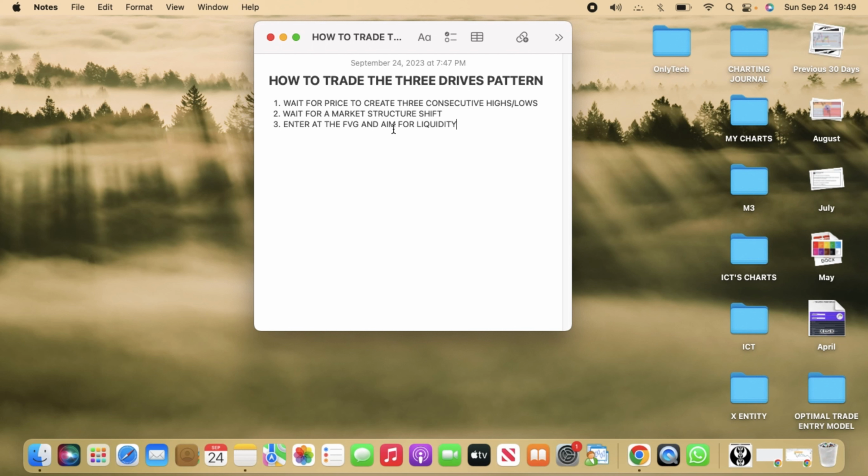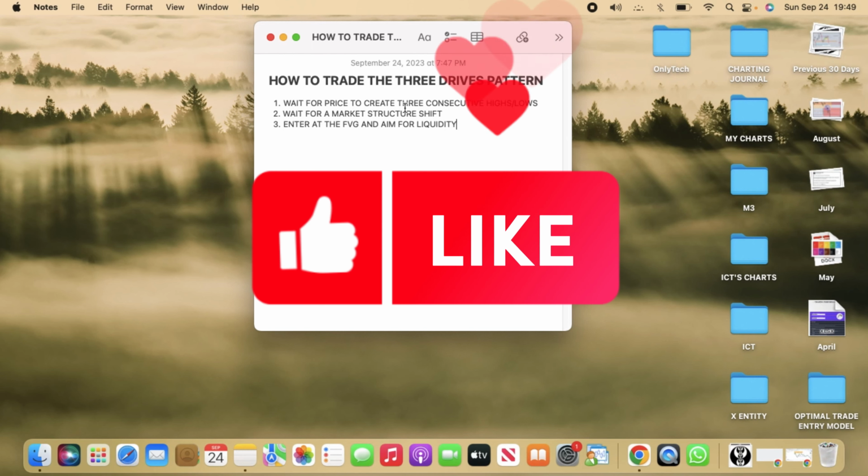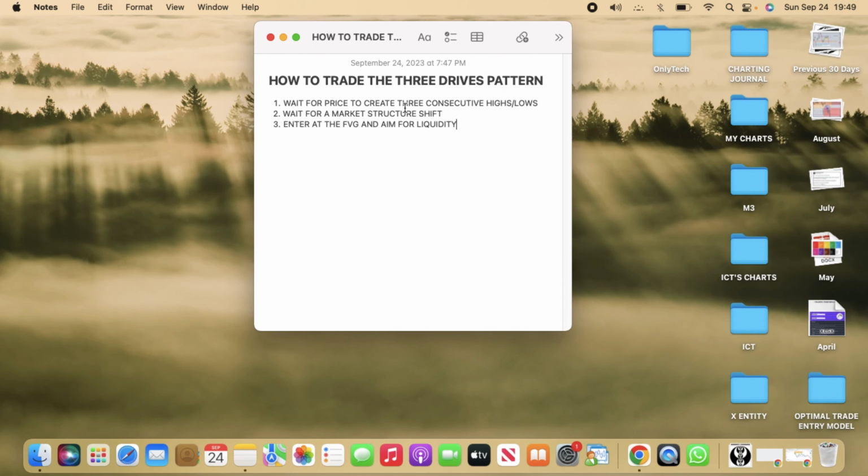So I'm going to show you how to trade the three drives pattern. This is a very nice pattern in price to trade. When it occurs, price is telling you that it has reached the end of its move, basically, whether it's a bullish or a bearish move. So you wait for price to create three consecutive highs or lows.